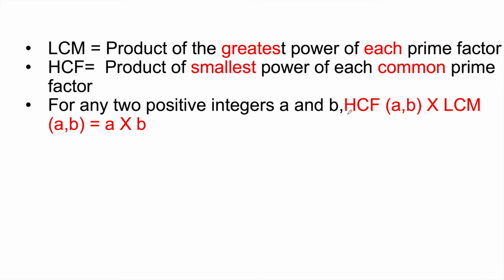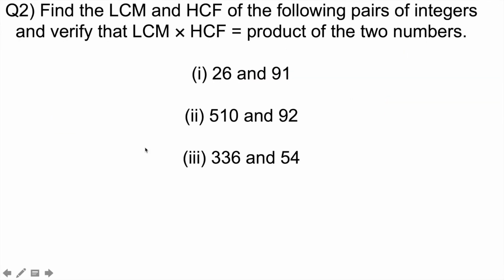If we are finding LCM and HCF for more than two numbers, this formula is not applicable. HCF of a, b into LCM of a, b is equal to a into b. Now we can discuss the questions.